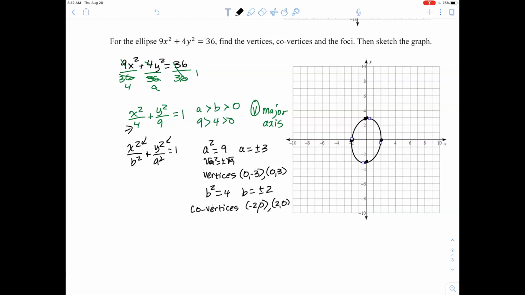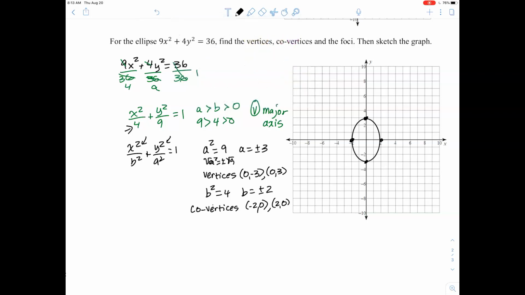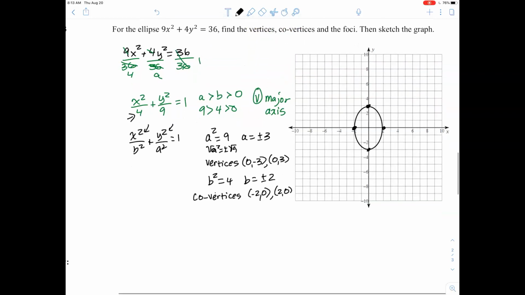We haven't graphed the foci, but that's not really important. You don't have to put the foci on the graph. You just have to sketch the locus of points. But let's find the foci. Now we know that they're somewhere along the major axis. Okay? So let's find our C value.